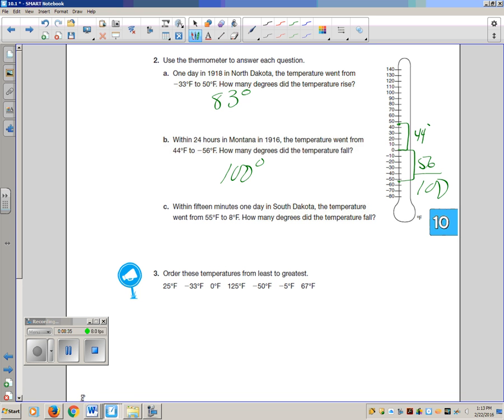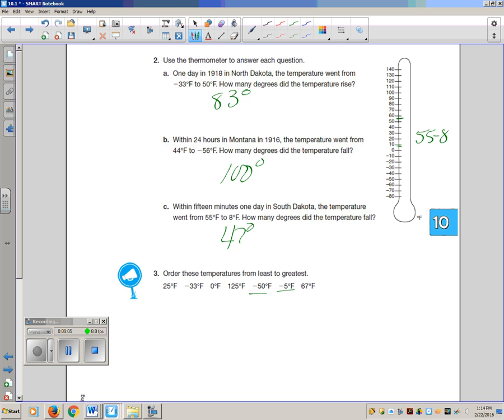C, within 15 minutes on one day in South Dakota, the temperature went from 55 degrees to 8 degrees. Clear this out. Last problem. Here's 55 right here. 8's right here. All we do is 55 minus 8, drop 47 degrees in 15 minutes. That's crazy.